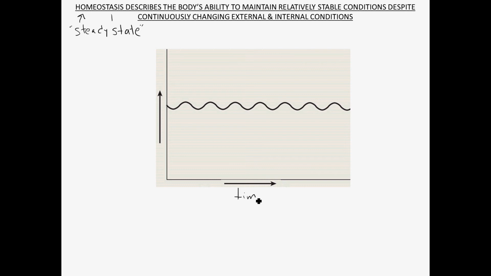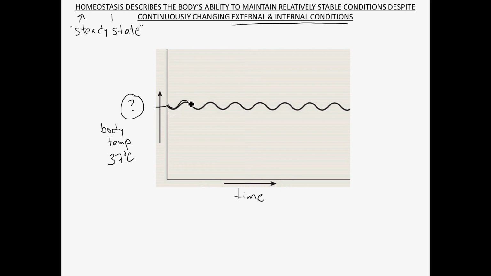So over time, if the internal or external environmental conditions are changing, the body has the ability to keep whatever we're measuring here constant. This would be something like body temperature. Our bodies are maintained at about 37 degrees C. If we put that right here, the average body temperature is 37 C, but that temperature will fluctuate.